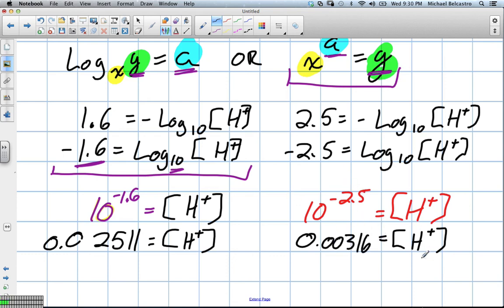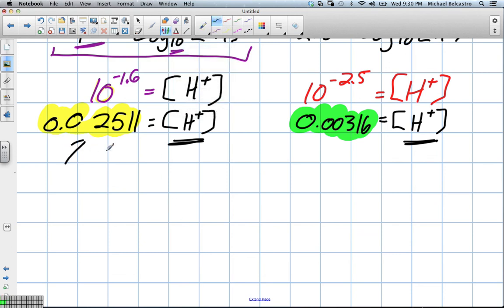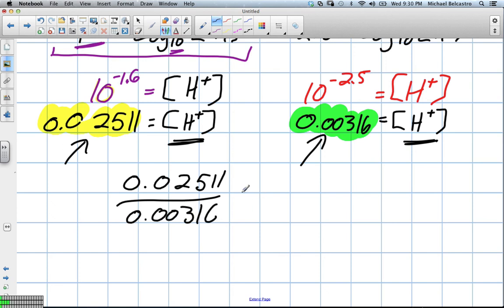Excellent. Okay, so we've calculated their acidity levels, I suppose you'd say. And they want to know how much stronger one is than the other. Well, this one here on the left is our larger value. The one on the right is a smaller value. So we're trying to figure out how many times stronger something is. We're going to divide the larger number by the smaller number. That gives us a measure of how much stronger something is. So we take our 0.02511 divided by 0.00316, and that is equal to, we should get a whole number.